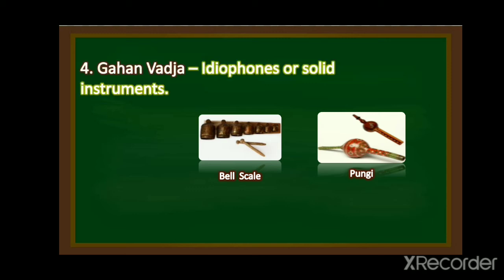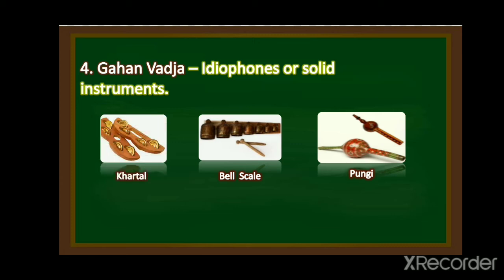The fourth one is the Ghana Vadya, or idiophones, the solid instruments. We have the kartal, the bell, and the pungi.